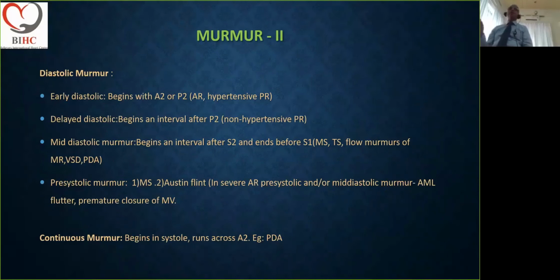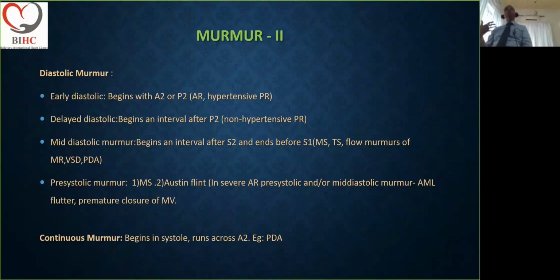A delayed diastolic murmur occurs in an absent pulmonary valve or tetralogy post-repair, where the PR doesn't begin with the P2. There is an interval and it's a medium pitch. It's a delayed diastolic murmur. A typical mid-diastolic murmur is the flow murmur of mitral regurgitation, PDA or VSD, or the mitral stenotic murmur. The pre-systolic murmur in mitral stenosis is a mid-diastolic murmur with a pre-systolic accentuation.